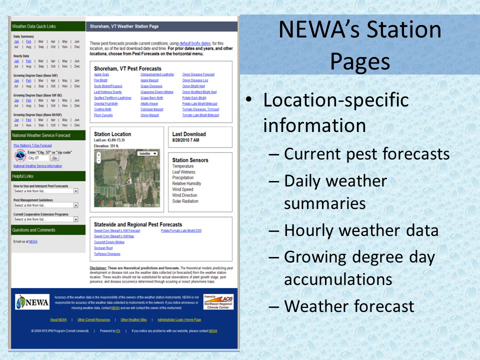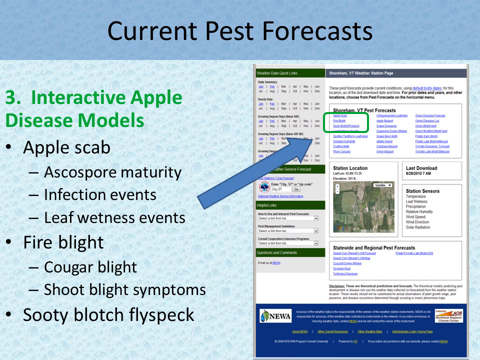The NEWA station page that you choose gives current pest forecasts, daily weather summaries, hourly weather data, growing degree day accumulations, and weather forecasts. Examples of the pest forecasts available are the apple scab, fire blight, and sooty blotch and fly speck disease models.